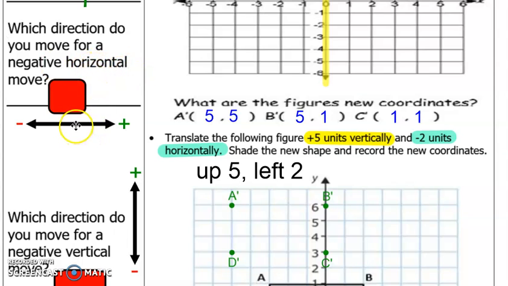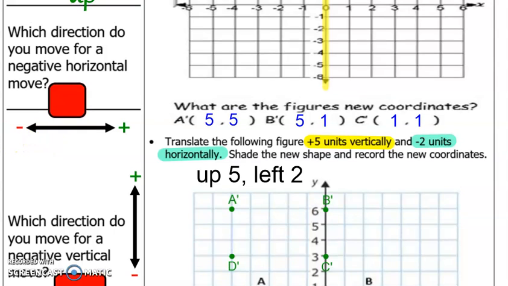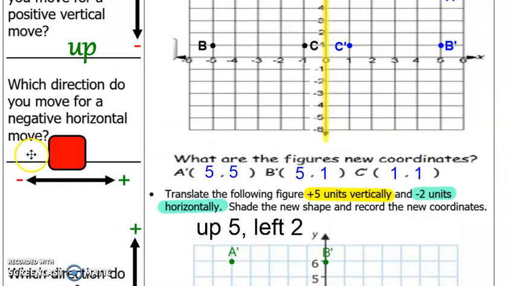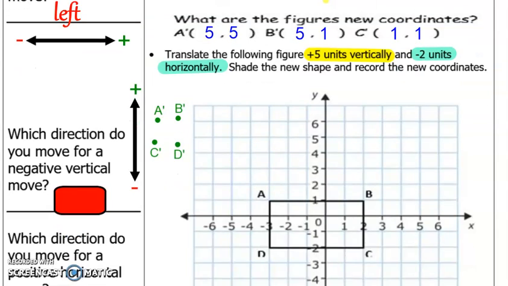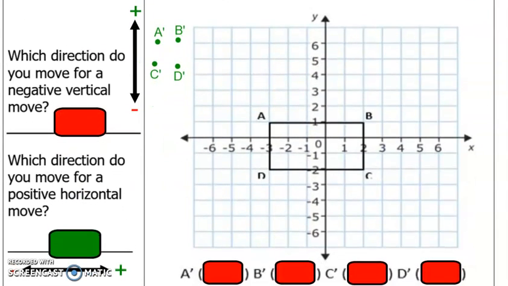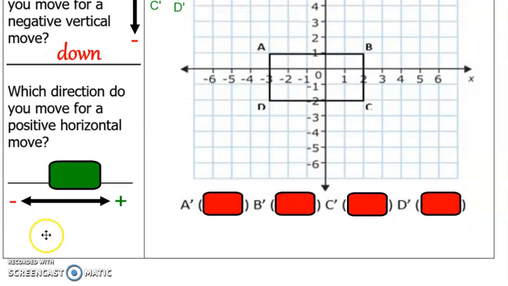Horizontal, that word, is talking about going left or right. Look back at your number line or your coordinate plane and think about which way the negatives are when we're going left or right. The negatives are to the left. So anytime it talks about a negative horizontal move, we'll be moving left. The next question says, which direction do you move for a negative vertical move? Remember that vertical means we're either going up or down. So a negative vertical move is when we're going down. And the last question says, which direction do you move for a positive horizontal move? Remember, horizontal is either left or right, and if we're moving in the positive direction, that's going to be to the right.